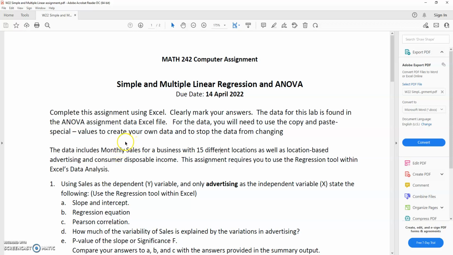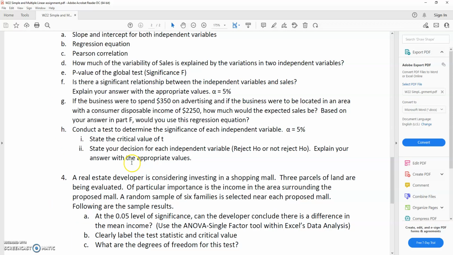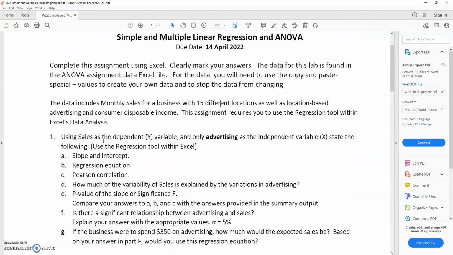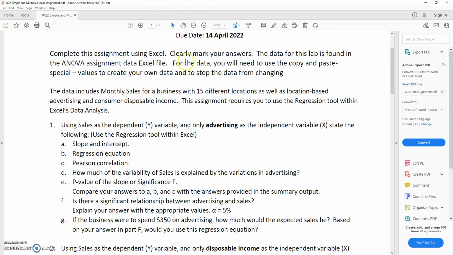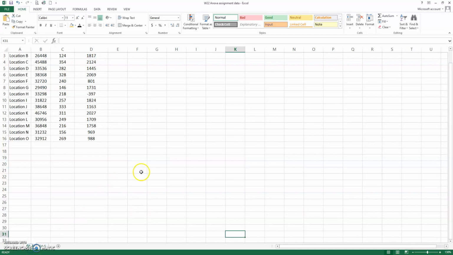Hello students. In this video we're going to look at the computer assignment dealing with simple and multiple linear regression and then an ANOVA question. So this is the handout that you have on your course platform. It comes with data as well. The data looks like this.